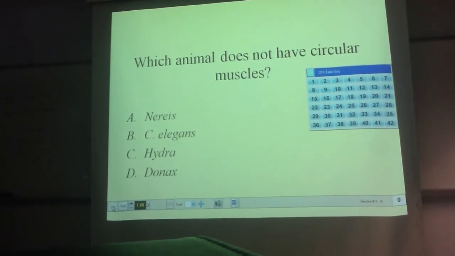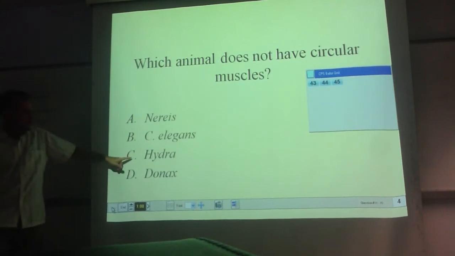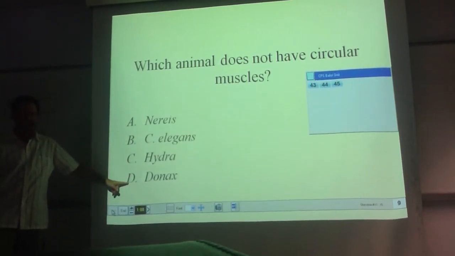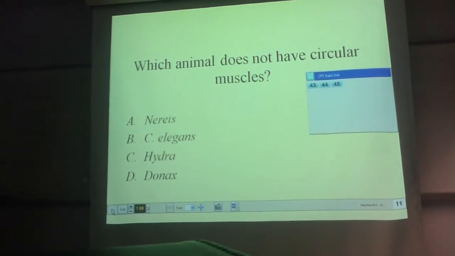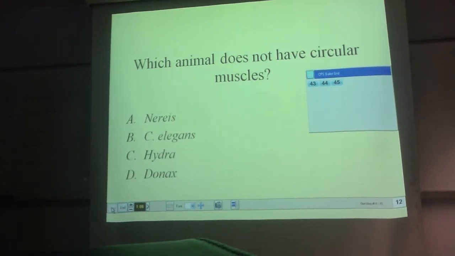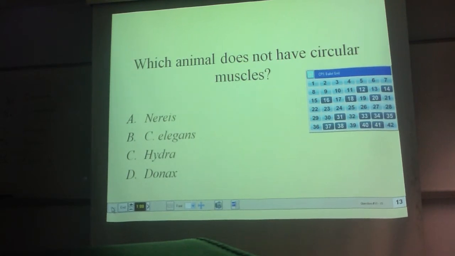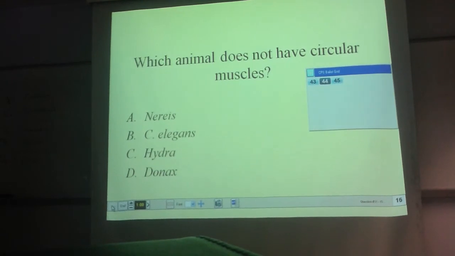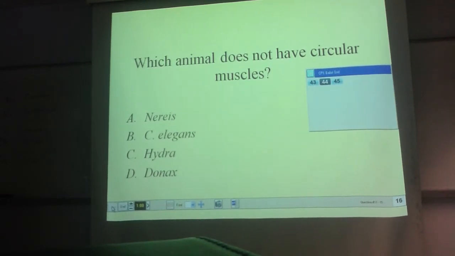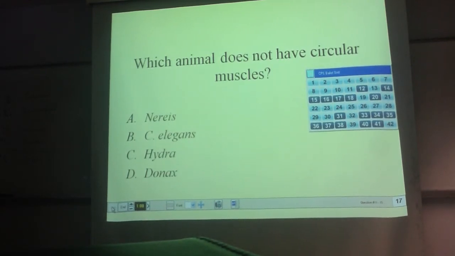You now know who everybody is, right? Nereis, C. elegans, Hydra. Who's that? Coquina, right? The clam. So who doesn't have circular muscles? Who can't scrunch? Who can't get short, fat, long, skinny, short, fat, long, skinny?